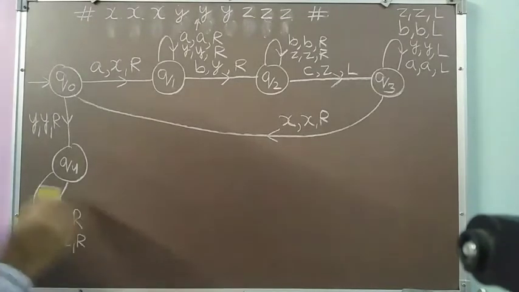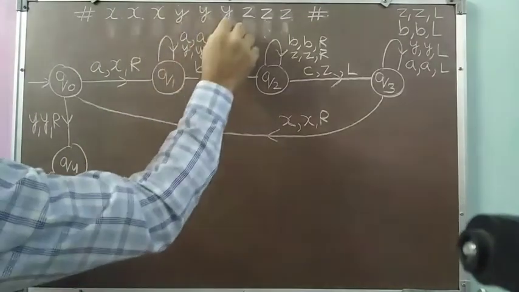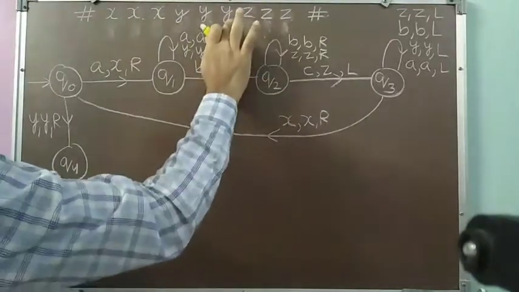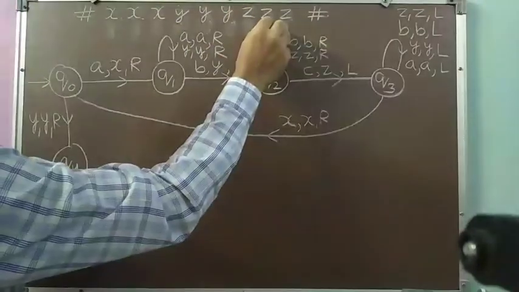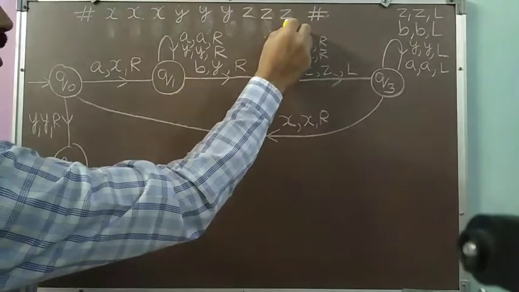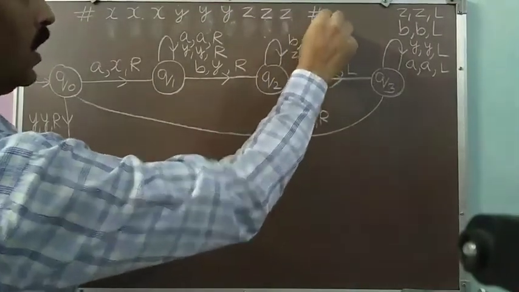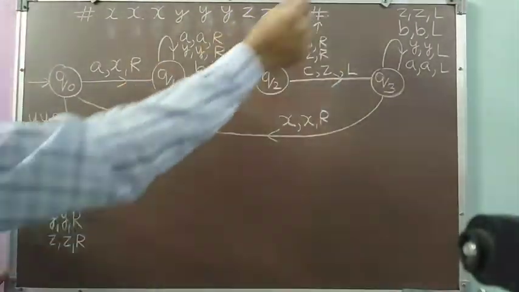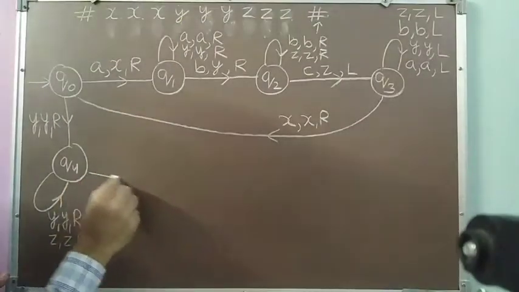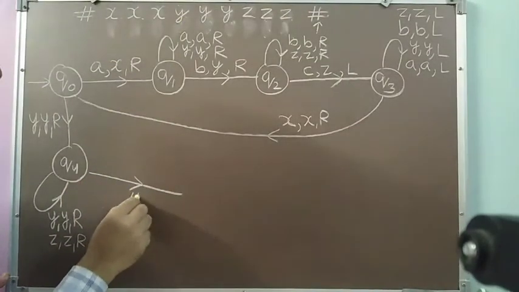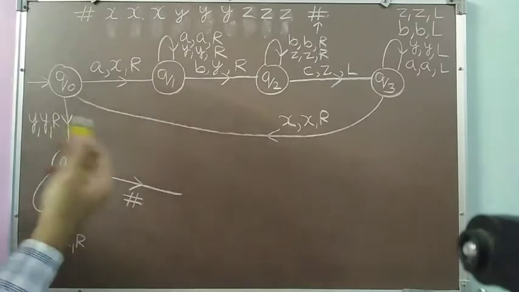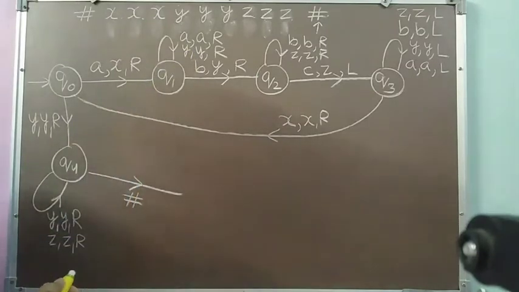So all Y and all Z I will be skipping. So Y I have come here, so Y, Y, R. I have come here Z, Z, R. Then I have come here Z, Z, R. I have come here Z, Z, R. So I will move here. Okay, so in Q4 state, I will find this blank. So whenever I find this blank, it simply means that my string is successful over this Turing machine.